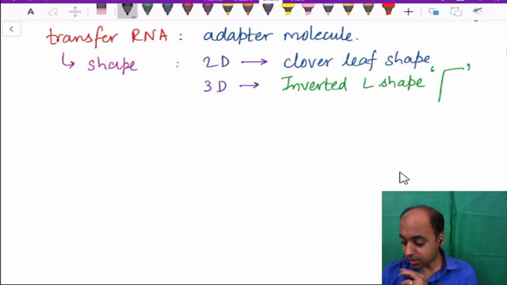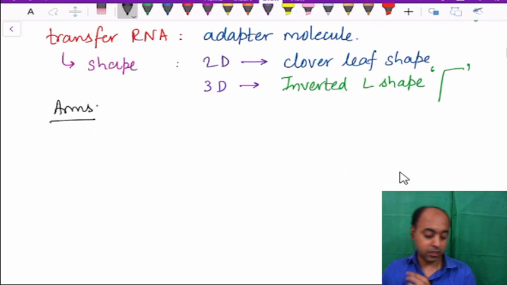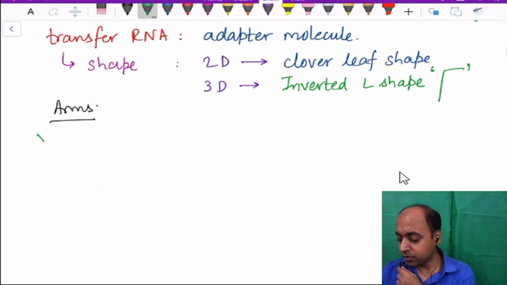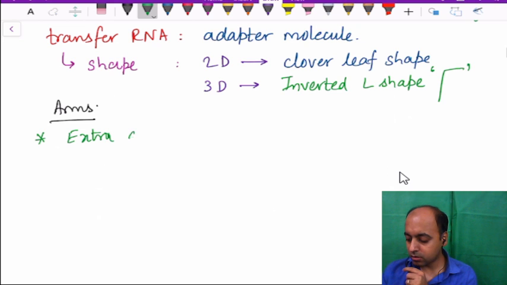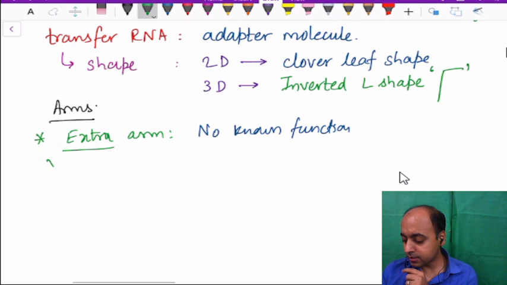Now, this transfer RNA has multiple arms. So we'll take a look at the arms one by one. The first arm is what is commonly known as the extra arm. The extra arm does not have any known function. The extra arm is also known as the variable arm.